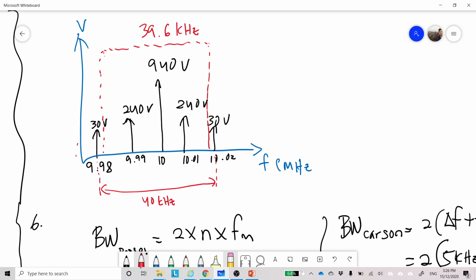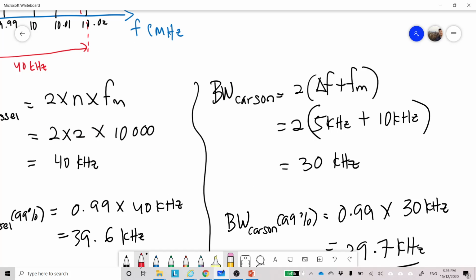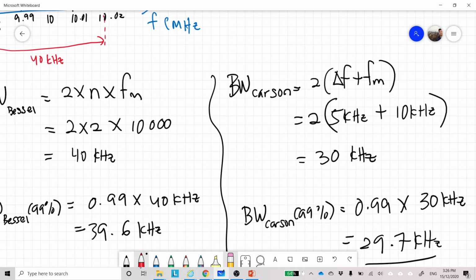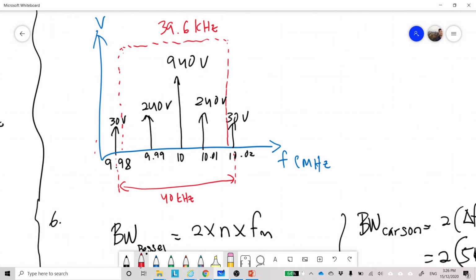And then if we look at the Carson, kalau Carson 29.7. Okay, 29.7. That means 29.7, kalau saya lukis di sini so 29.7 is somewhere around here. Ini by Carson so 29.7 kilohertz.